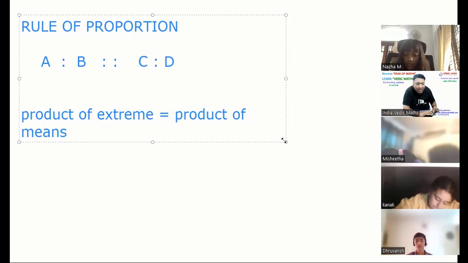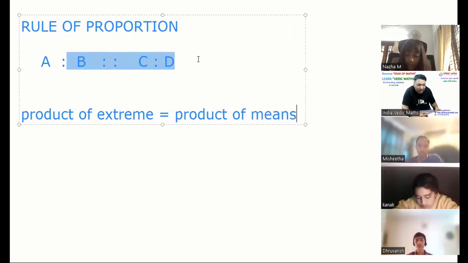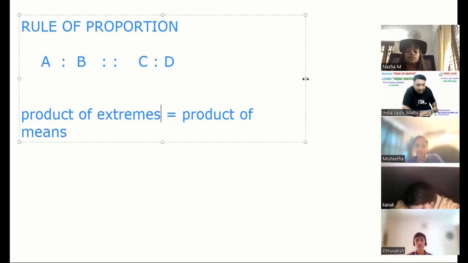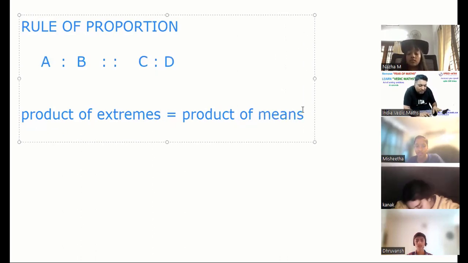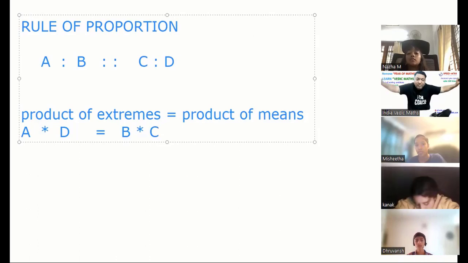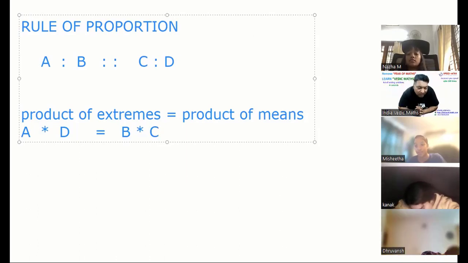Unmute Mishita, I am going to ask you two things now. Do you see here A, B, C, D? Product of extremes means the corner ones. Which from A, B, C, D are in the corner? A and D. So the product of A and D, A times D, equals the product of means, the central ones. Which two letters are in the center? B and C. That is the rule of proportion. Corner ones multiply, center ones multiply, they will always be equal.